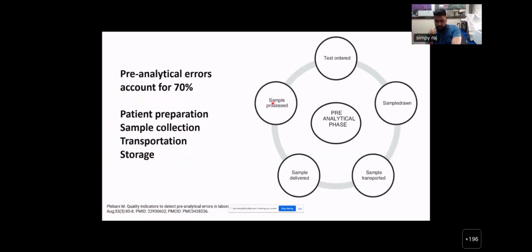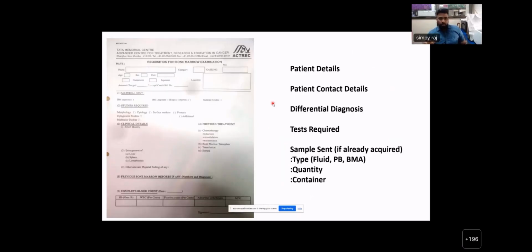Talking about the first thing, the test ordering, meaning asking for a test. What type of test do we need? First, we need a proper format for the pathologist to know what he is going to do. So may I ask any student to unmute and tell me, is this actually needed, and what is the real importance of this? Can anyone tell me?